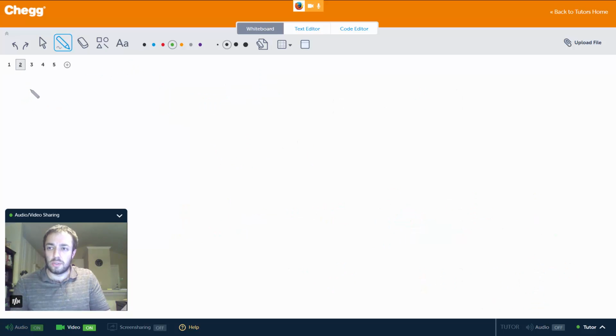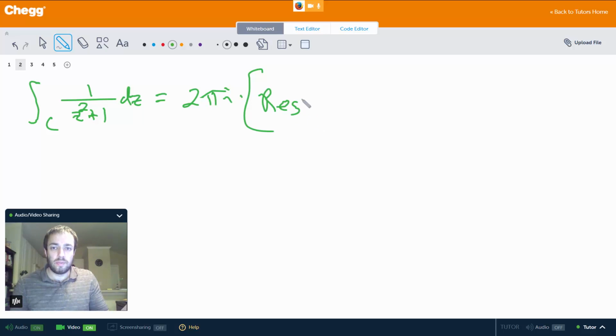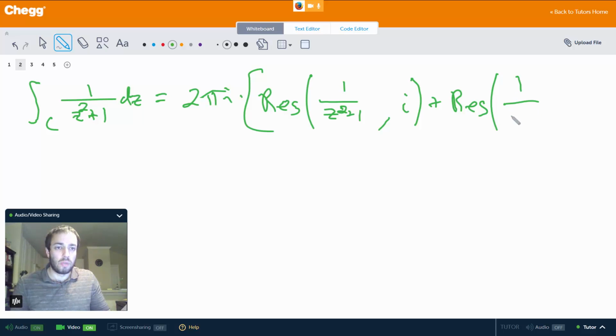So using the residue theorem, we have the integral over C of 1 over z squared plus 1 dz equals 2 pi i times the residue of 1 over z squared plus 1 at i plus the residue of 1 over z squared plus 1 at minus i. All right, now let's go ahead and calculate these residues separately so we don't have a bunch of clutter up here.